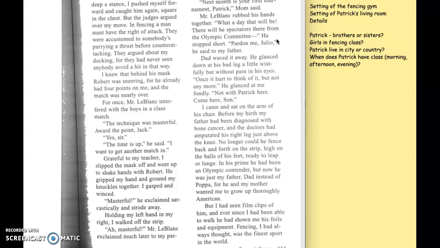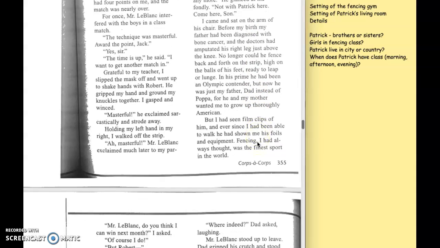Yeah, so it's because his dad used to be an Olympic contender for fencing, which means he was training to be in the Olympics, but he unfortunately got cancer and he had to get his right leg amputated so he can no longer do fencing. So Mr. LeBlanc bringing up the Olympic Committee might have been hurtful to Patrick's father, but that is the reason he says, pardon me.